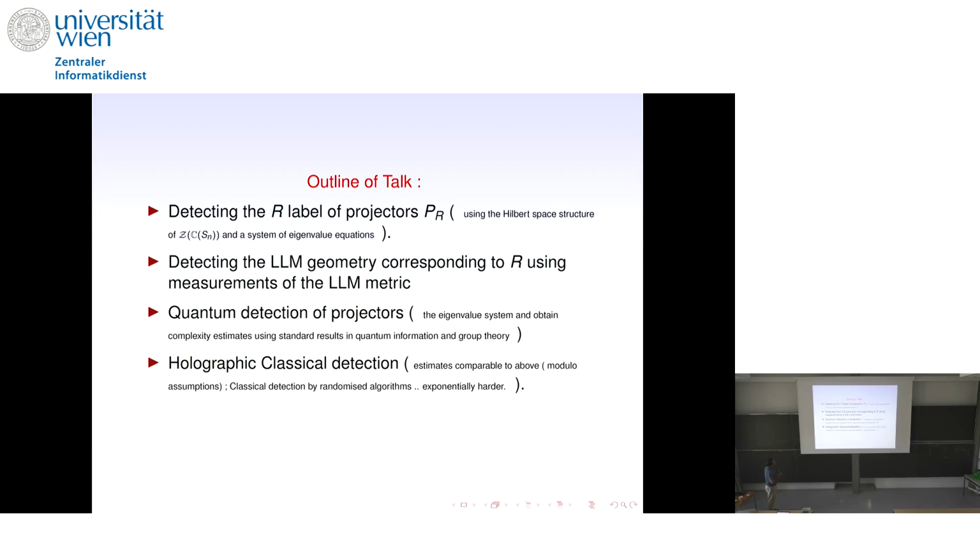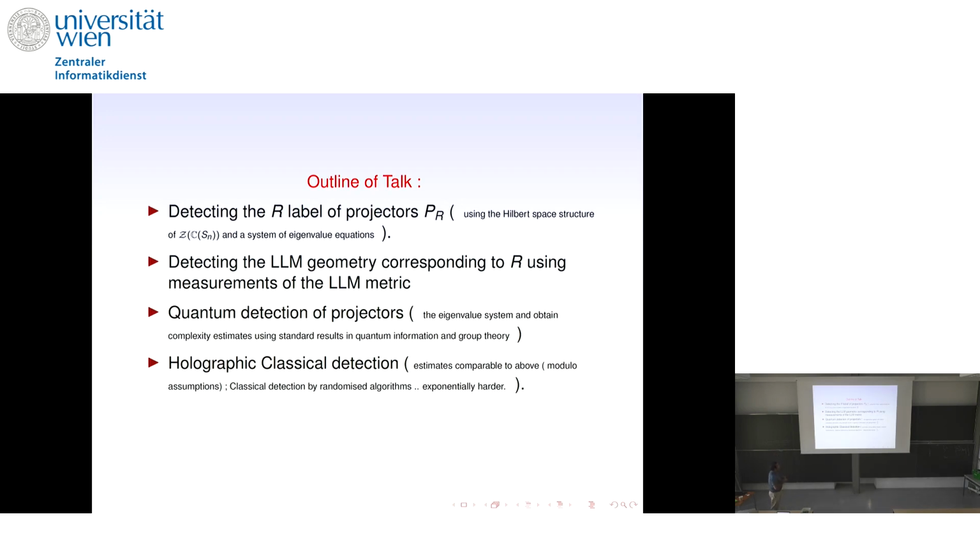I told you this is an algebra, the center of the group algebra. Turns out it is also a Hilbert space. It has a natural inner product. And there's an eigenvalue system that you can set up in this algebra, which will help you determine which of the projectors, which of the Young diagrams you've been given.